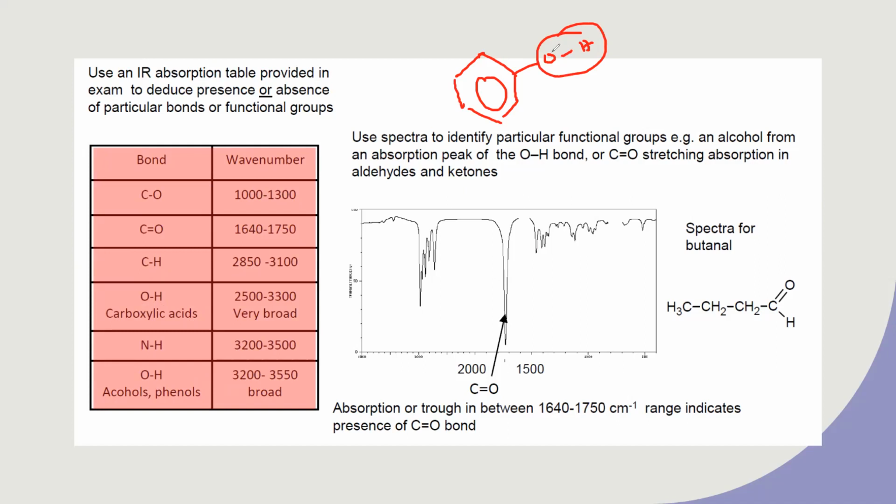Now, for example, we have a molecule such as butanol. So we have butanol. How do we identify, how do we confirm, that it is butanol?